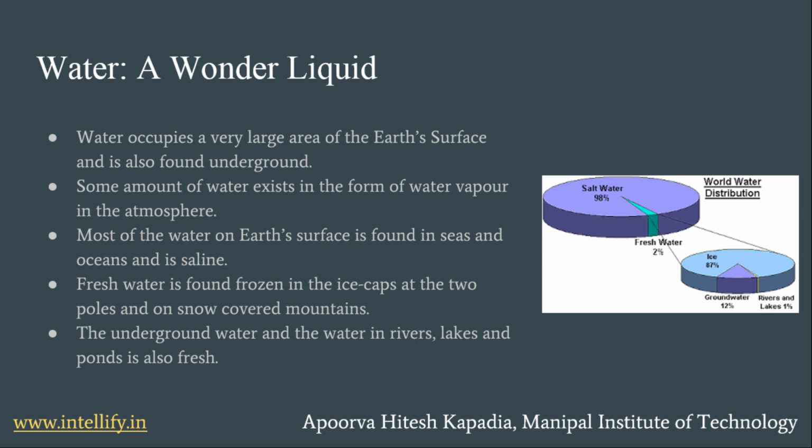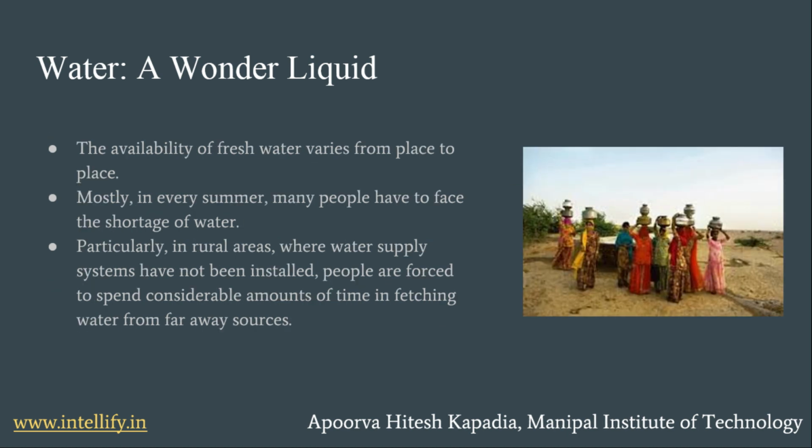Underground water and the water in rivers, lakes and ponds is also fresh. The availability of fresh water varies from place to place. Some places may get good rainfall and some places may not get rainfall at all. Mostly, in every summer, many people have to face the shortage of water in rural areas, particularly where the water systems have not been installed. These people are forced to spend considerable amounts of time in fetching water from far away sources.